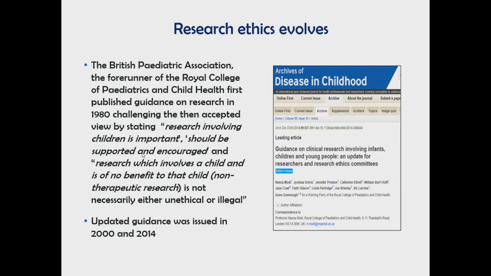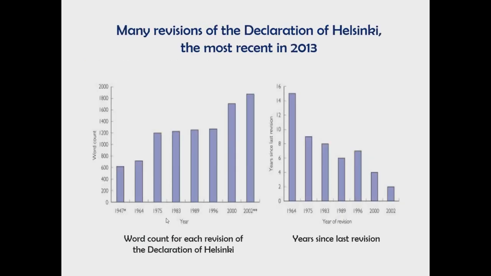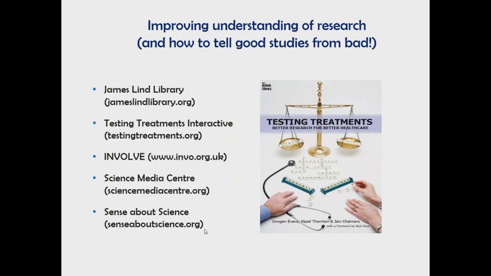So that was back in the 1980s, but the Royal College of Paediatrics and Child Health has since issued further updated guidance in 2000 and in 2014. And I say this to you to emphasize the point that societies do evolve in the way in which they think about these sorts of issues. And if you want some objective data, look at the revisions of the Declaration of Helsinki. You'll see that the word count for each revision has gone up and the years between each revision has gone down. So processes are continuing to evolve.